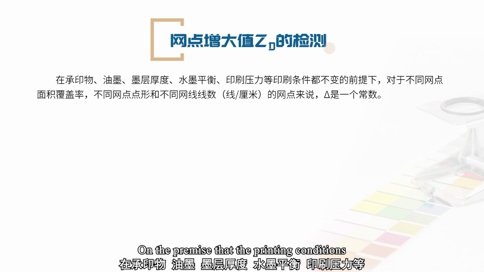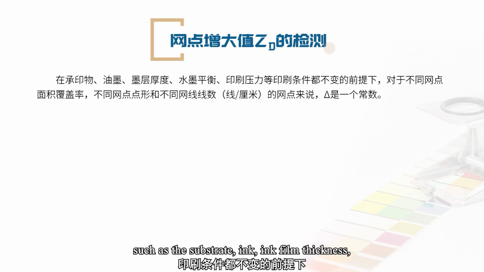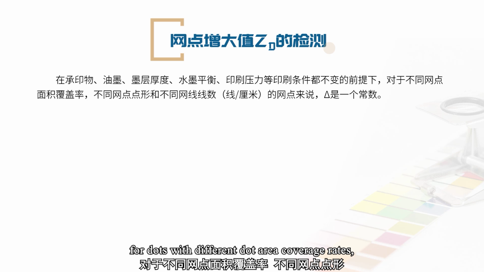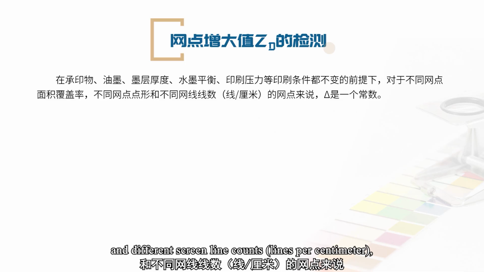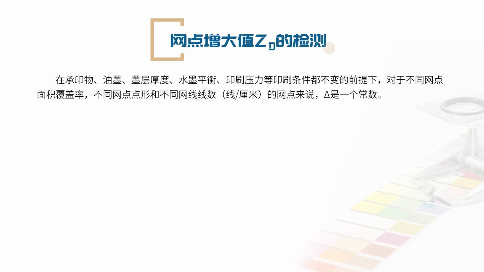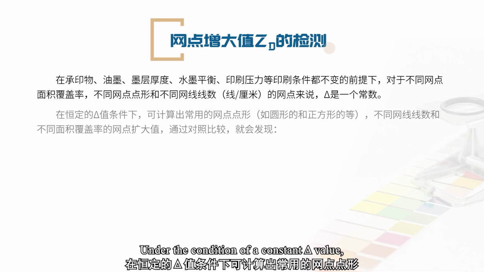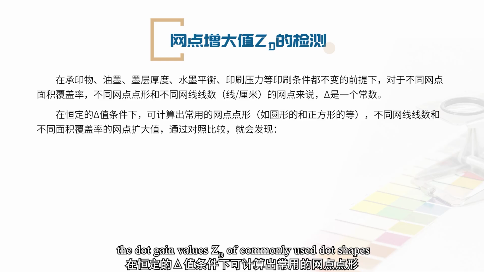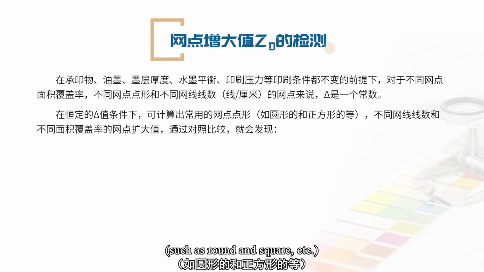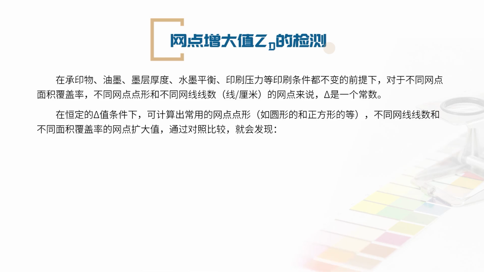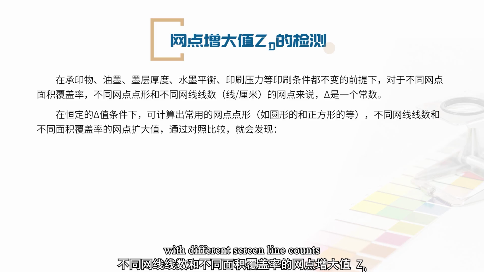On the premise that the printing conditions, such as the substrate, ink film thickness, ink water balance, and printing pressure remain unchanged, for dots with different dot area coverage rates, different dot shapes, and different screen line counts, lines per centimeter, delta is a constant. Under the condition of a constant delta value, the dot gain values ZD of commonly used dot shapes, such as round and square, with different screen line counts and different area coverage rates can be calculated.